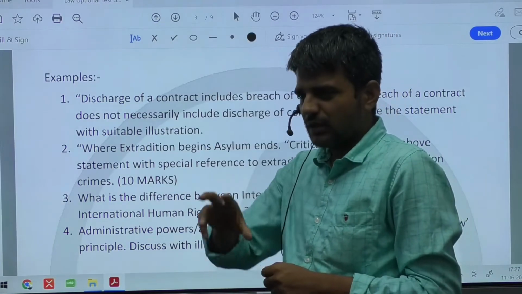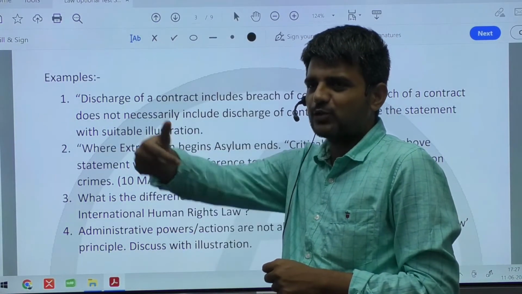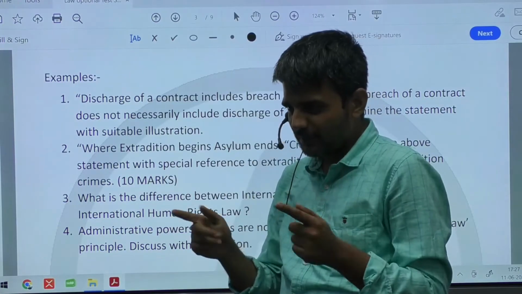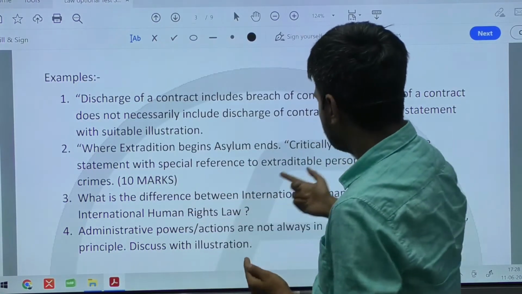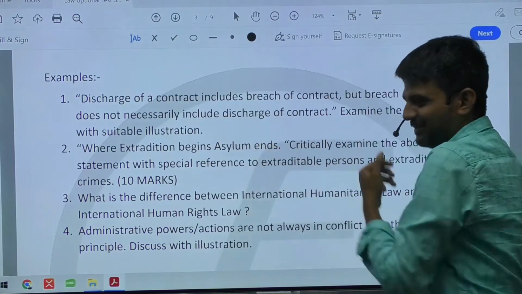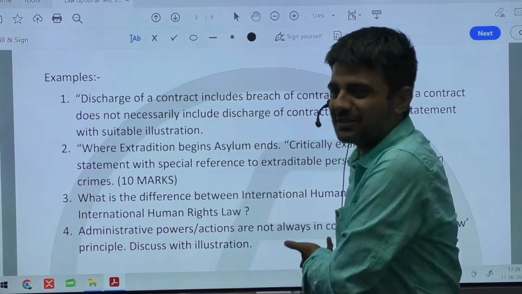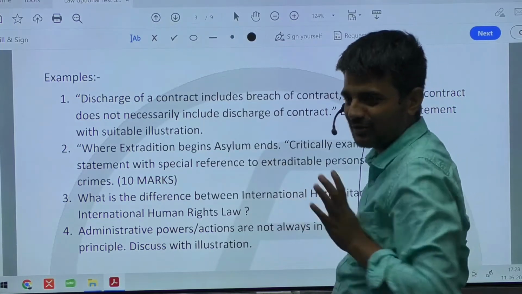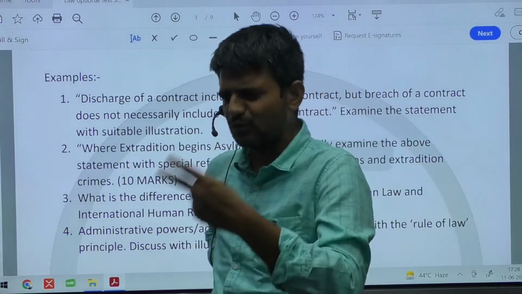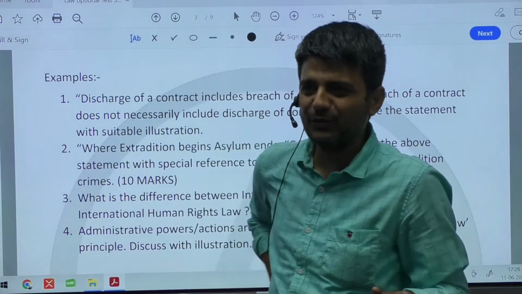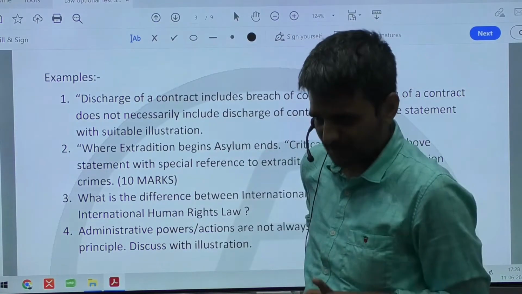Like there was a question: constitutional separation of power leads to constitutional governance. There are two topics, but you have to write the connection between them. Similarly, extradition and asylum. This question always comes, a repeated question. Last year's test series also had this question, and last year's mains also asked it, because they repeat it after every 2-3 years. This time obviously they are not going to ask, but most of the time they repeat this question.